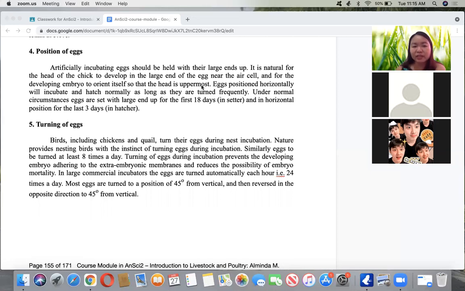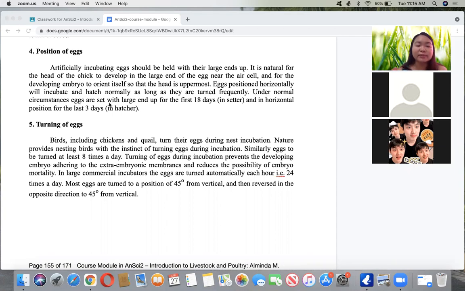So kapag during the embryo development naman, parang mag-guide din yung cheek for how is the orientation of its head. So, yung egg position horizontally will incubate and hatch normally as long as they are also turned frequently, no? Kung halimbawa, horizontal lang, hindi mo ang large end upside. So, it will still hatch as long as gina-turn mo.